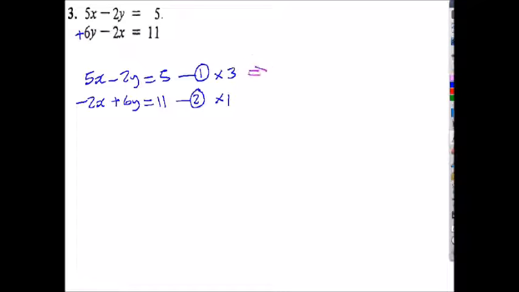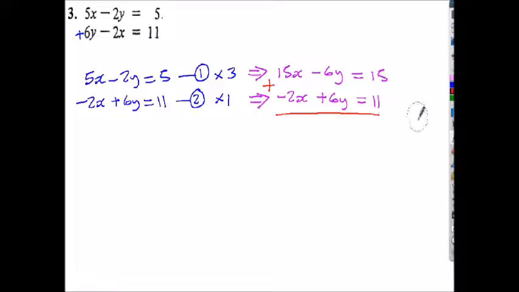So factoring equation 1 by 3, I will get 15x minus 6y is equal to 15 on the right hand side there. And then equation 2 I'm leaving the same, just factor it by 1 effectively. So minus 2x plus 6y and that's equal to 11. As the coefficients of the y term are different signs, we will add up the equations to eliminate y. So in this case, adding the equations together will remove y from the equation and will solve directly for x.